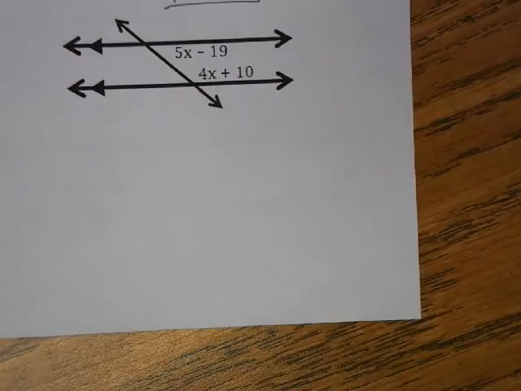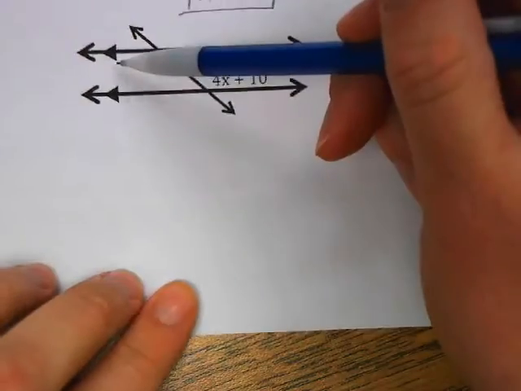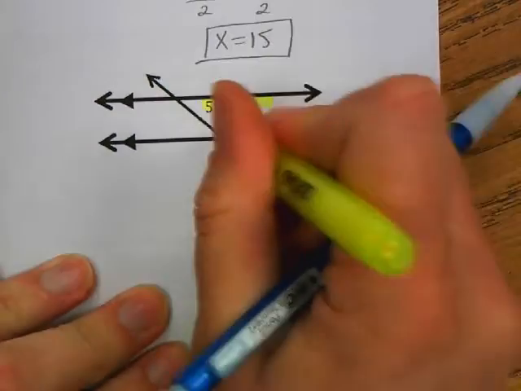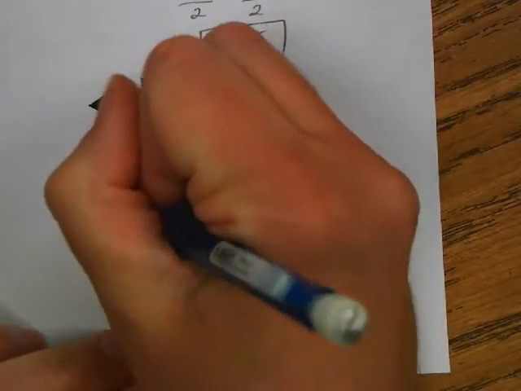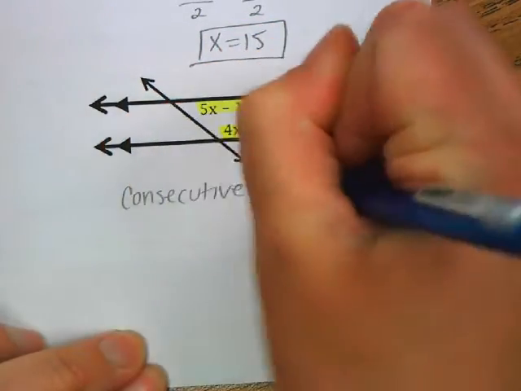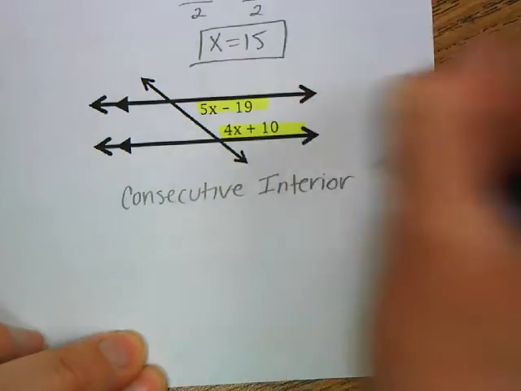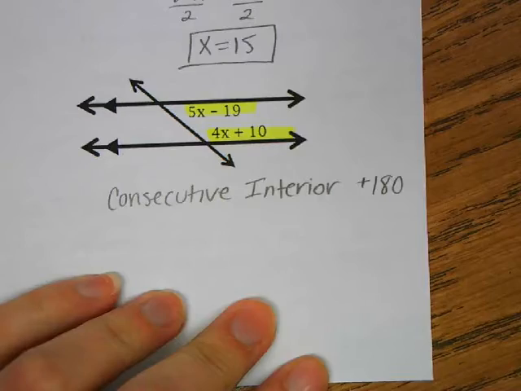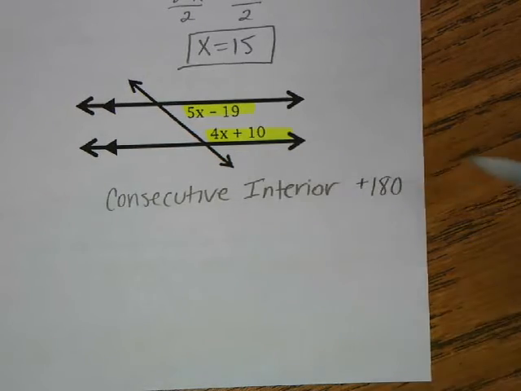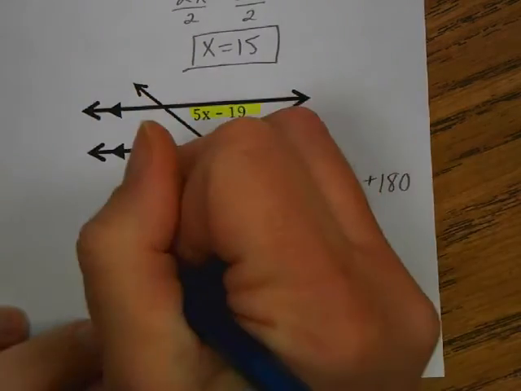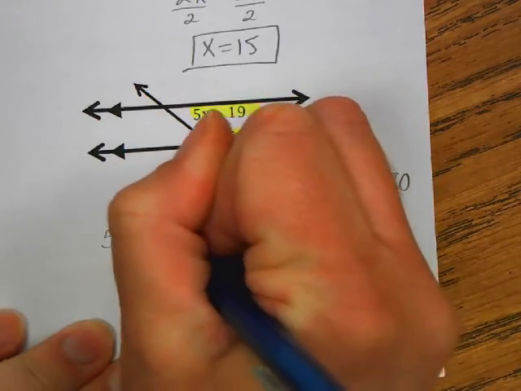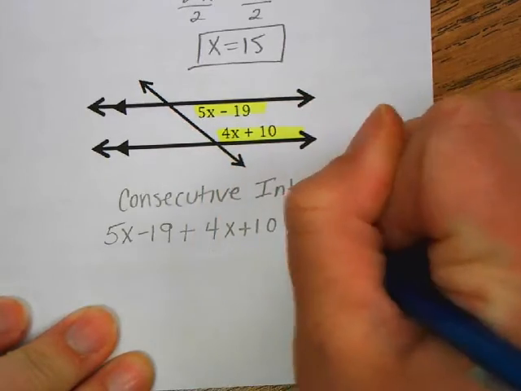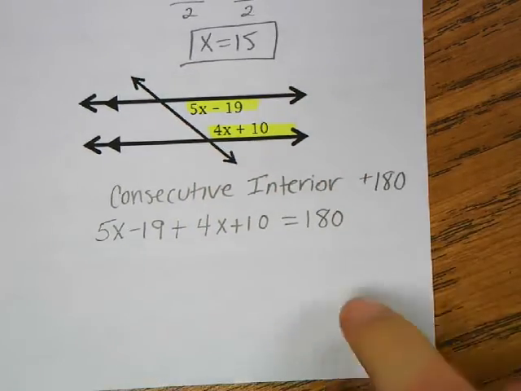And then the last example, we have two parallel lines cut by a transversal, and this time we're given consecutive interior angles. And consecutive interior angles have a sum of 180 degrees. So they're not congruent, they add up to 180 degrees. So that means 5x minus 19 plus 4x plus 10 has to equal 180 degrees.